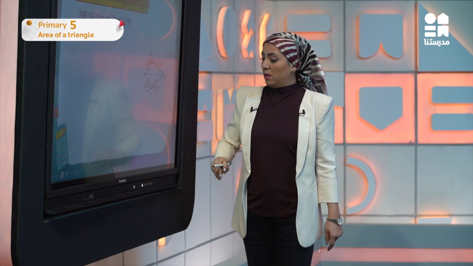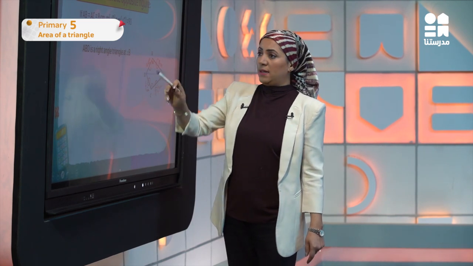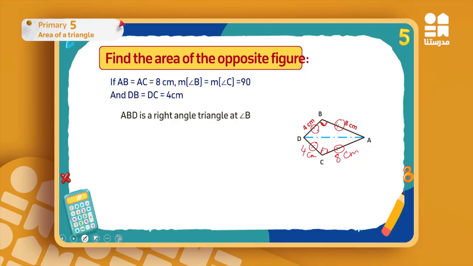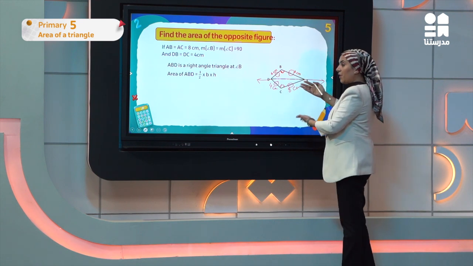Now, what I need to do here, as you see, that's what he told me, that ABD is a right triangle at B, and DCA also is a right triangle at C. I want you to find the area of the opposite figure. If you look carefully at this figure, you will find that it is made up of two identical triangles. If I draw a line here, this is called a line of symmetry, and this figure is symmetrical.